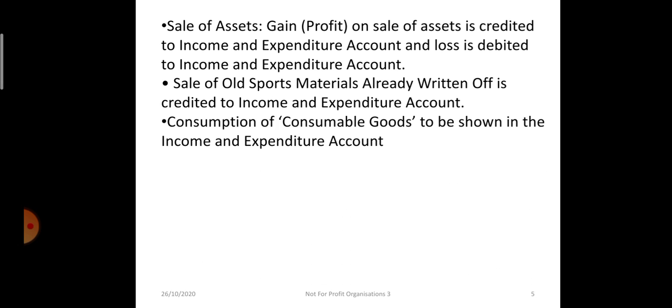Consumption of consumable items, like stationery consumed, medicines consumed, sports material consumed, will all be treated as expenses and debited to the income and expenditure account.